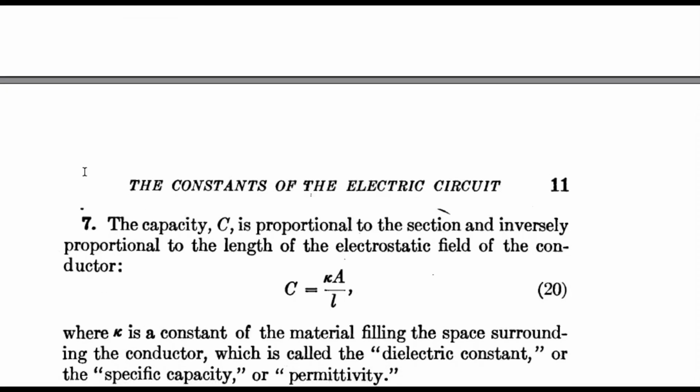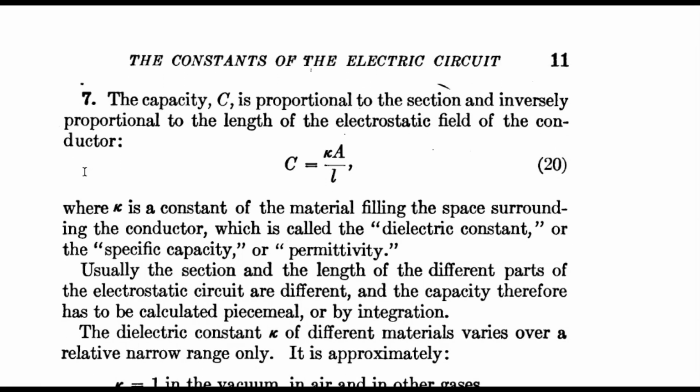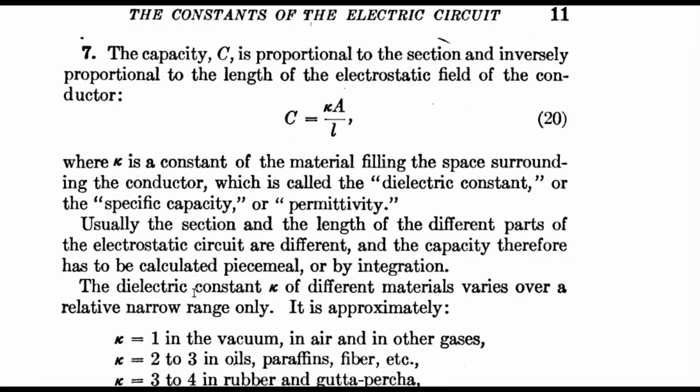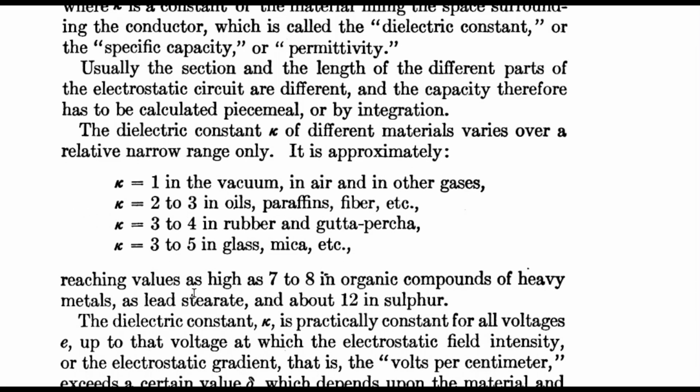The capacity, represented as C, is proportional to the section and inversely proportional to the length of the electrostatic field of the conductor. This relationship is expressed as C equals kappa times the area divided by the length, where kappa is a constant of the material filling the space surrounding the conductor. This constant is referred to as the dielectric constant, specific capacity, or permittivity. Usually, the section and length of different parts of the electrostatic circuit vary, and the capacity therefore must be calculated piecemeal or by integration.